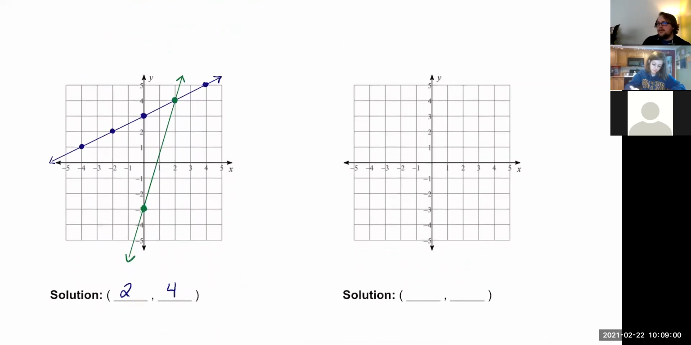So a little bit of work up front. We had to graph them ourselves. But once we got them graphed, just like the first one, we really just need to pick out the point where they cross or intersect.